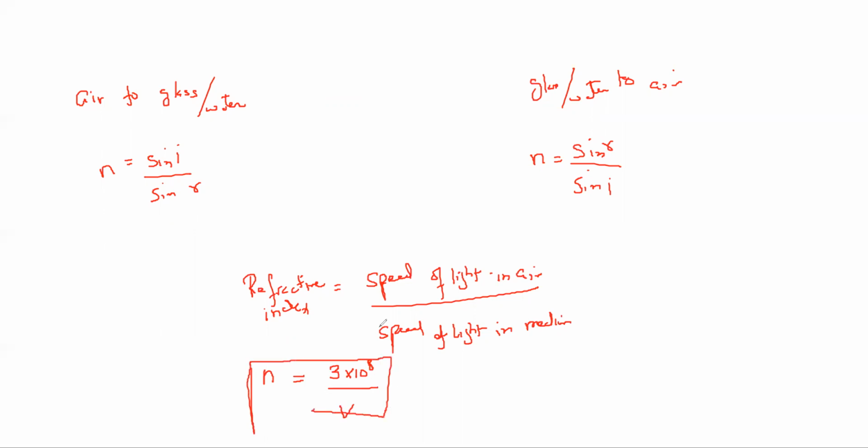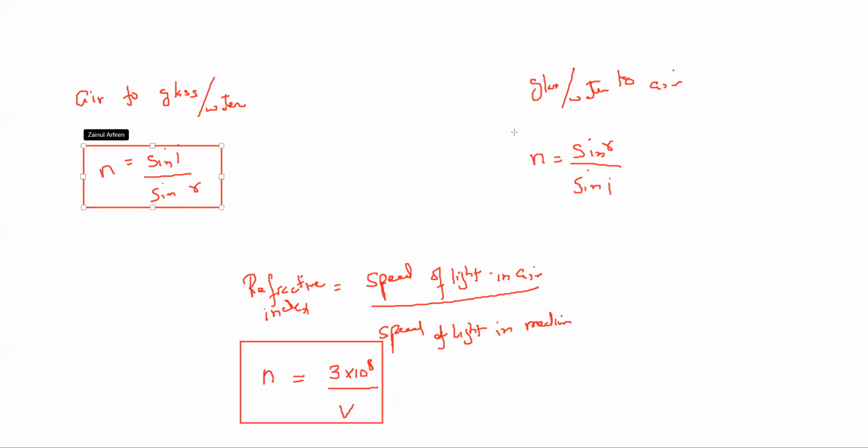If speeds are given, you will use this formula. If angles are given, you can use either of the other two depending on the direction: if it is moving from air to glass, you will use the first formula. If it's moving from glass to air, you will use the second formula. And if speeds are given, you will use the third formula. So we'll solve some questions now related to the refractive index. For example, this is a boundary of air to glass.